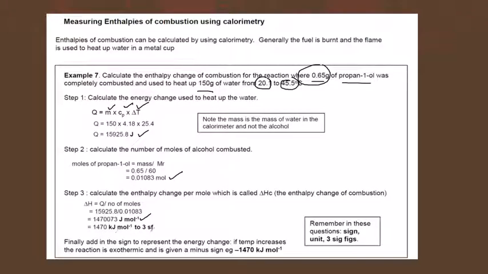And because this is an exothermic reaction, as the temperature increases, 1 mark is for mentioning the negative sign. So as the last step, the final answer should be minus 1470 kilojoules per mole. Is it clear, this example?